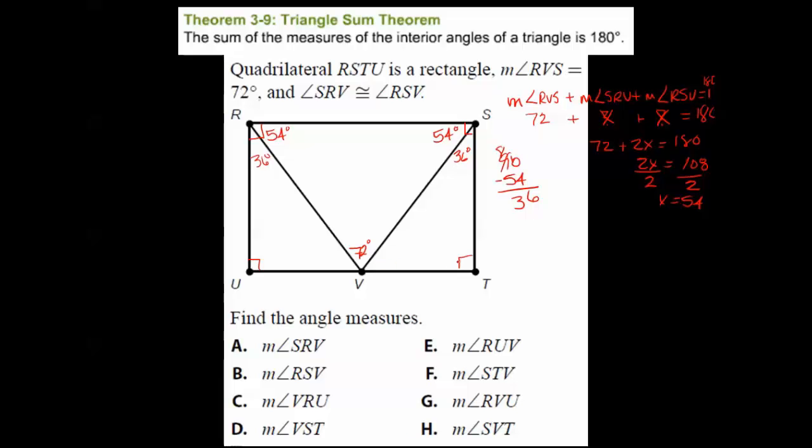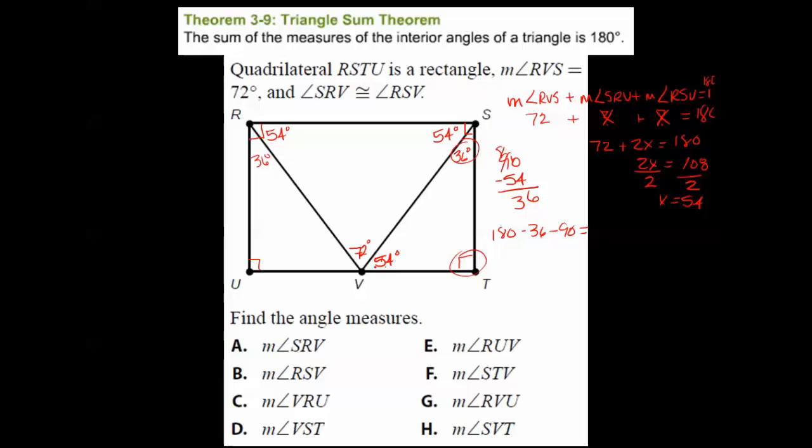So now I know that this angle down here is 90 degrees. I know this angle's 36, so all of that's going to help me find the measure of that angle. Because I can take 180 minus 36 minus 90 to get the measure of that angle. So I'm going to say 180 in my calculator minus 36 minus 90 gives me 54.